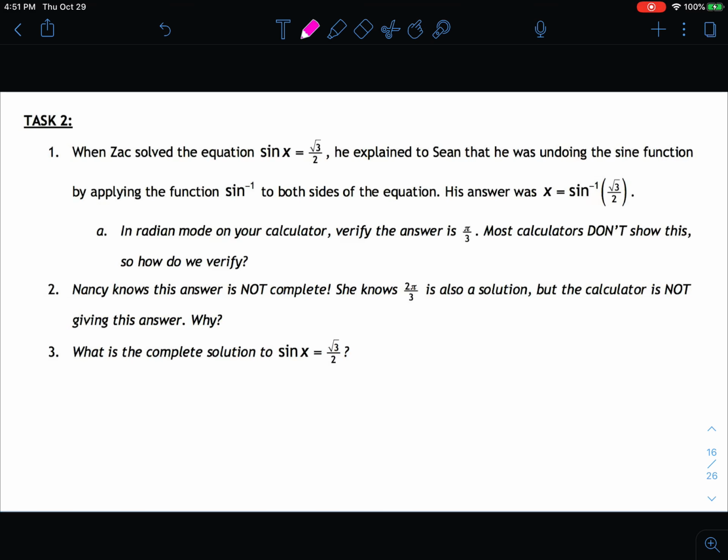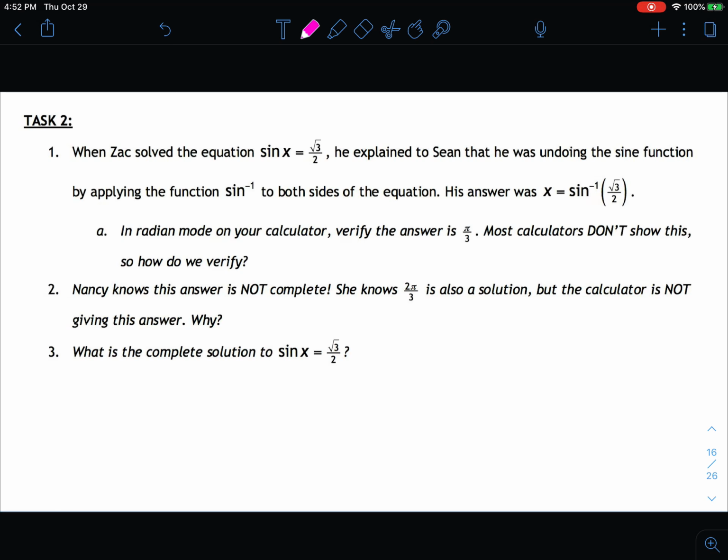Now, let's take a look at task 2. This is saying when Zach solved the equation sine of x equals radical 3/2, he explained to Sean that he was undoing the sine function by applying sine inverse to both sides of the equation. Sounds logical. So his answer was x is equal to the inverse sine of radical 3/2.